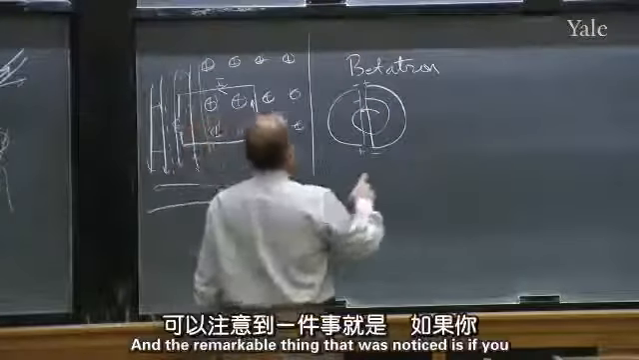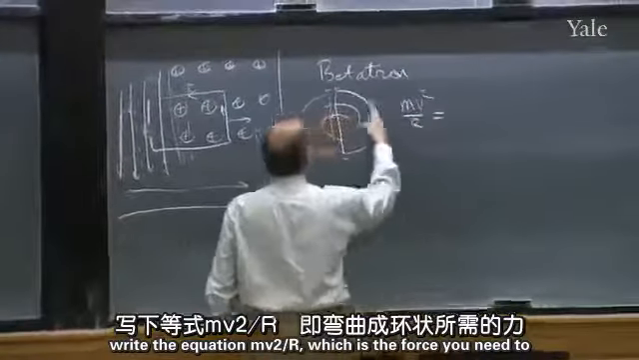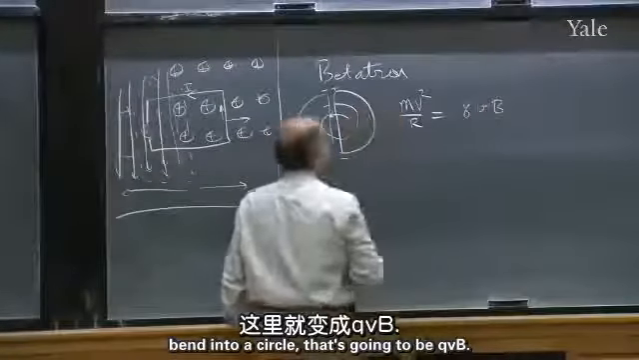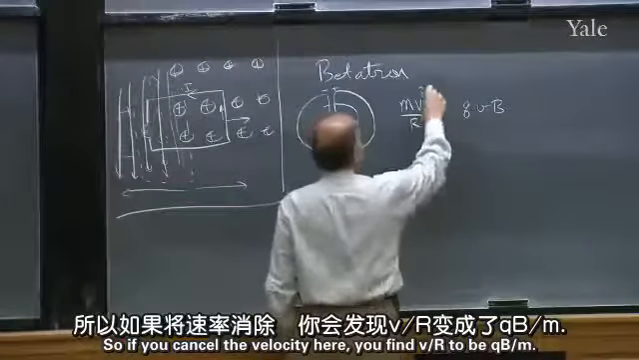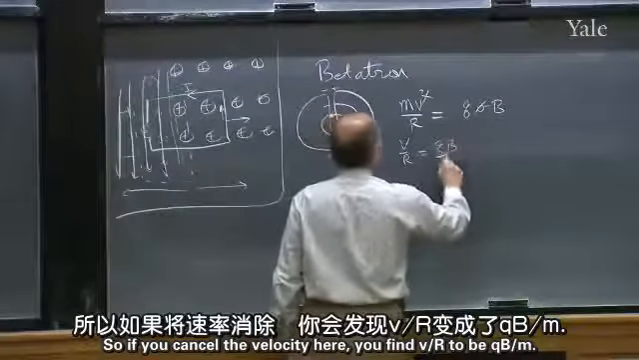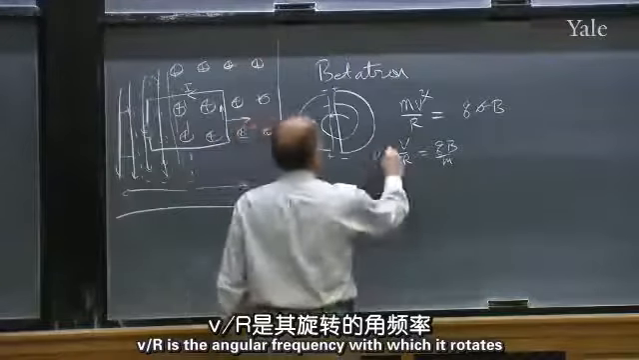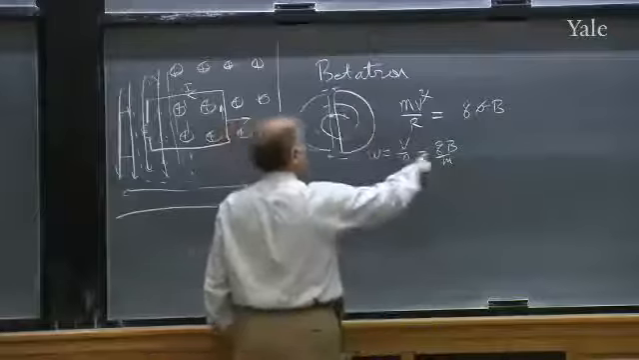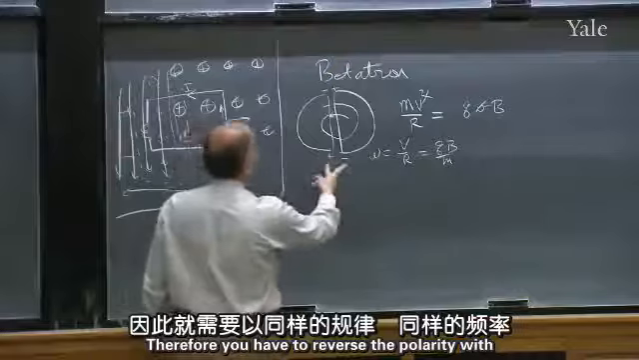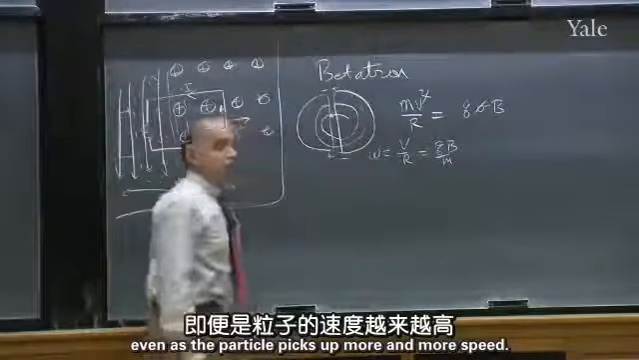And the remarkable thing that was noticed is if you write the equation mv squared over r, which is the force you need to bend into a circle, that's going to be qvB. So if you cancel the velocity here, you find v over r to be qB over m. v over r is the angular frequency with which it rotates, and that's independent of the radius. Therefore, you have to reverse the polarity with the same frequency, even as the particle picks up more and more speed.